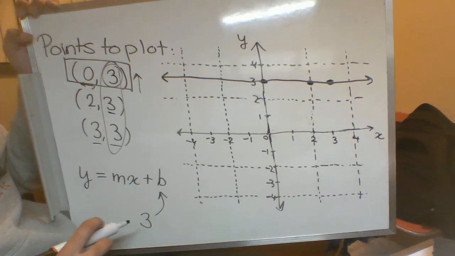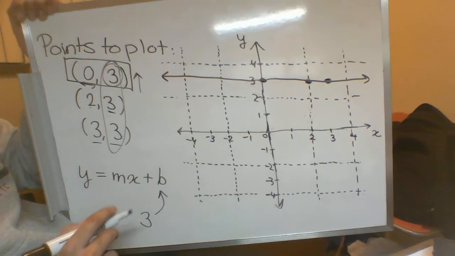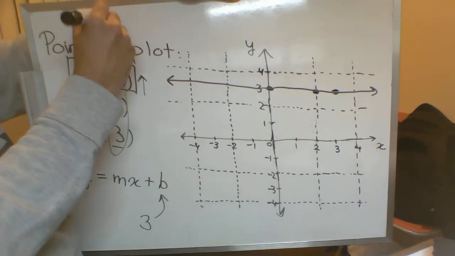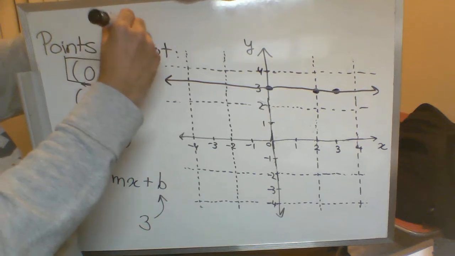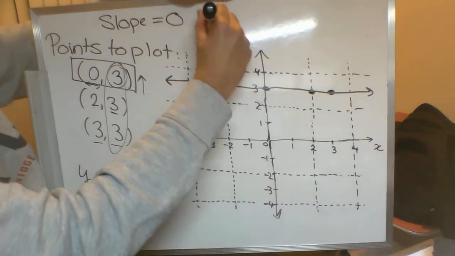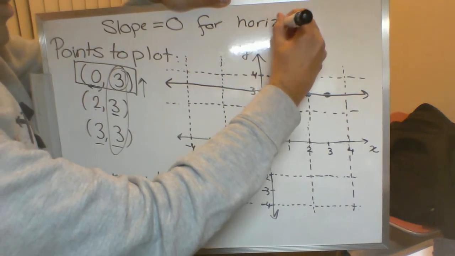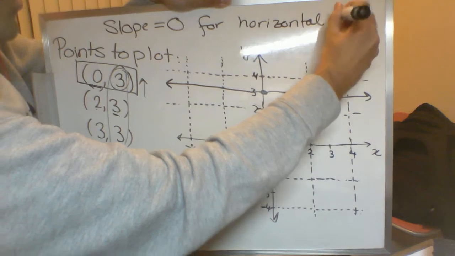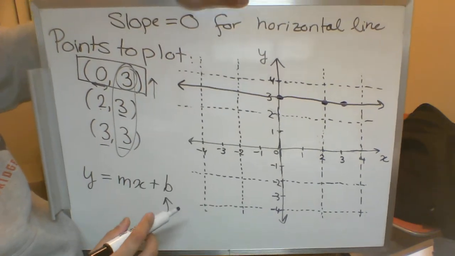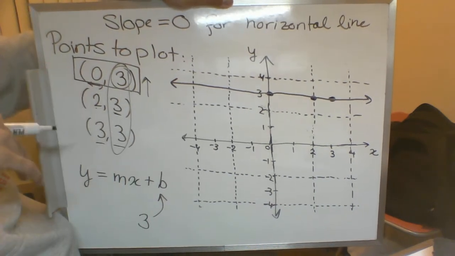Now, here's the thing. Our slope, what is our slope for a horizontal line? We talked about this a little bit before, but in case you've forgotten, our slope is always 0 for a horizontal line. So that's just a rule. And we know we have a horizontal line because the y value doesn't change, right? The y value not changing tells you that it's basically flat.